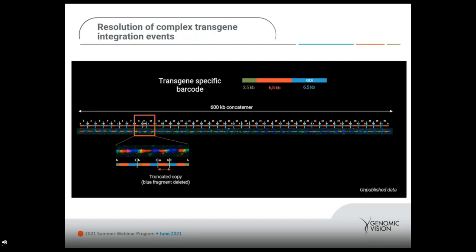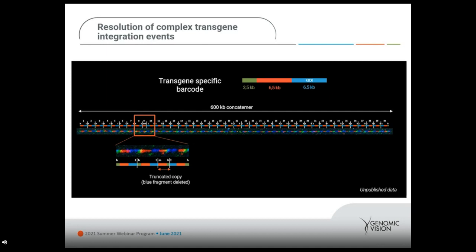So we used molecular combing to characterize the transgene integration pattern. We designed a 3-color barcode that is specific to our transgene, and we found that the transgene integrated as a 600 kb concatemer of 40 copies. An example of signals from this concatemer is presented here, and the copy numbers are annotated on the top. From copy number 1 to copy number 10, we found that the transgenes are arranged in a head-to-tail orientation. Copy number 9 was found to be rearranged, so it's a truncated copy.